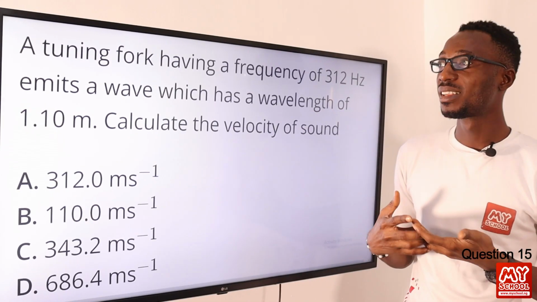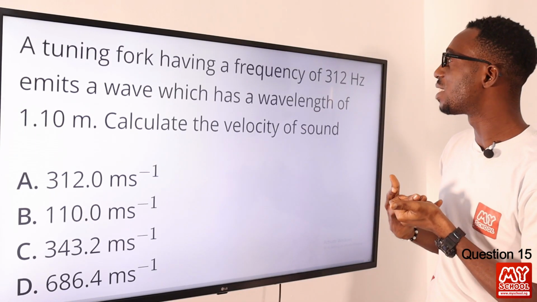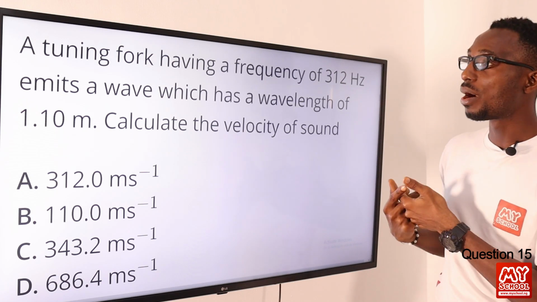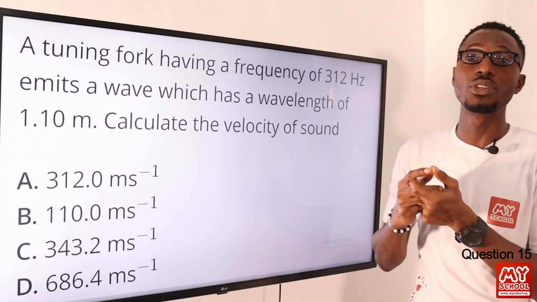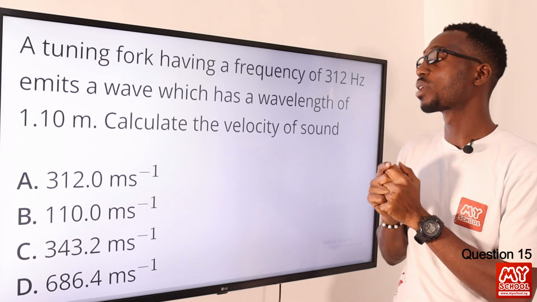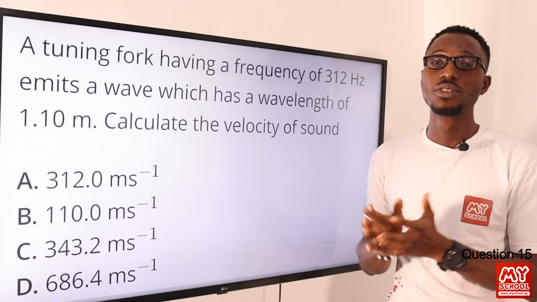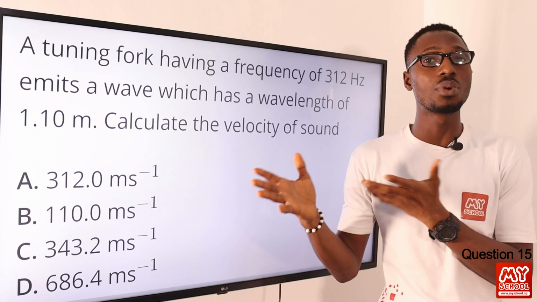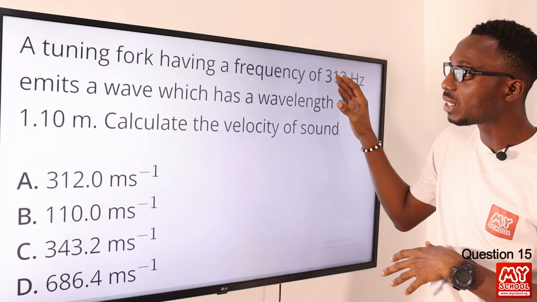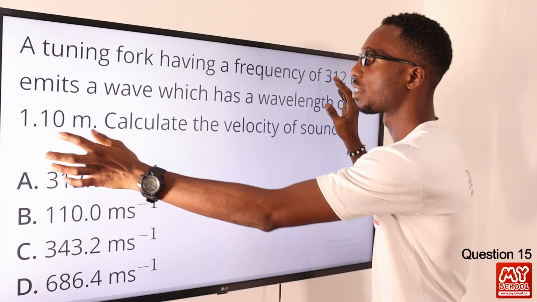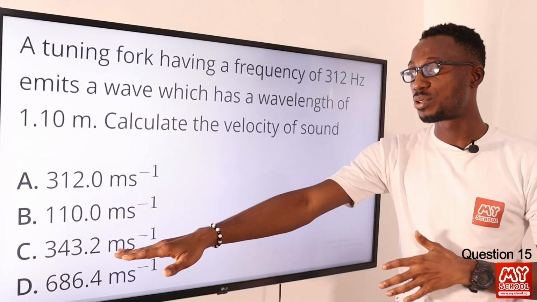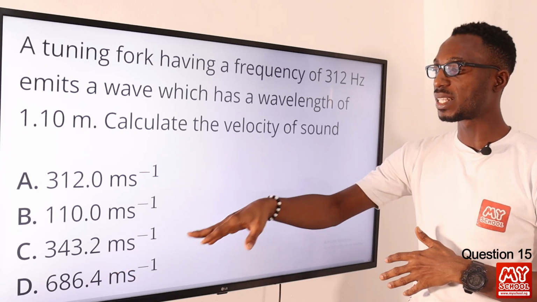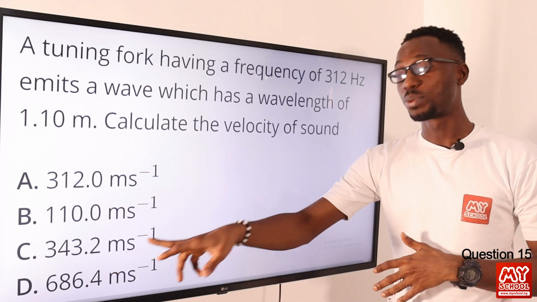Question 15. A tuning fork having a frequency of 312 Hz emits a wave which has a wavelength of 1.10 meters. We're asked to calculate the velocity of sound. Basically you just have to use your v equals f lambda. Your f is for your frequency, then your lambda is for the wavelength. So this is 312 times 1.10. What are we going to get? We are going to get 343.2 meters per second. So the correct option is option C.